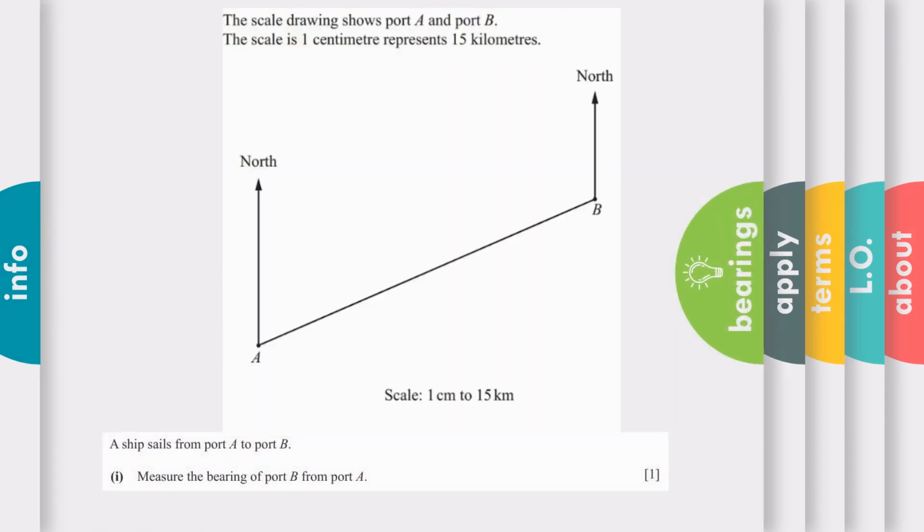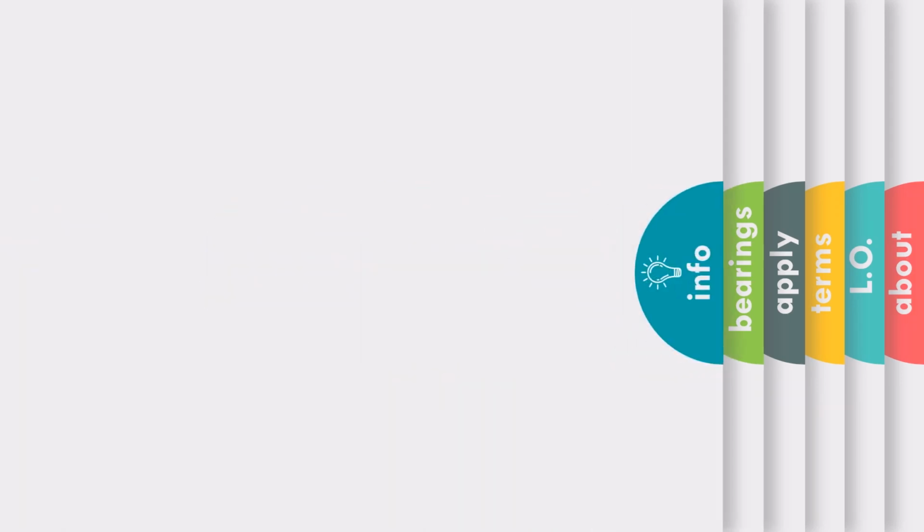Here is a GCSE question. All we have to do is measure the bearing from A to B. To do this, we're going to need a protractor. By taking your protractor and lining up the 0 with the north line, this enables us to measure the bearing. Here we can see that it is 66.9 degrees. So that gives us a bearing of 067 degrees, correct to the nearest whole number.